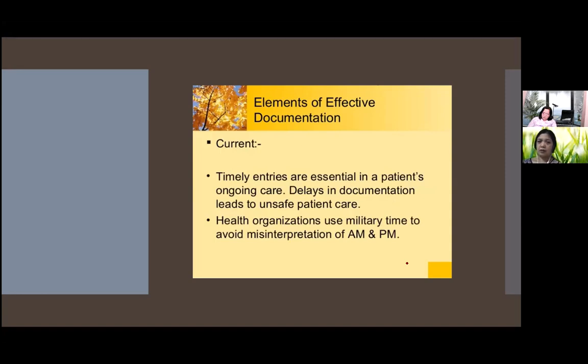Then current, anong ibig sabihin ng current? Time. Yan. Timely. Timely entries are essential in patient's ongoing care. So, delay in documentation leads to unsafe patient care. So, anong ibig sabihin nun? Let's say, for example, nagbigay ka na pala ng gamot pero di mo dinocument. Binigay ng susunod na nurse, na double dose yung pasyente. Kawawa naman.